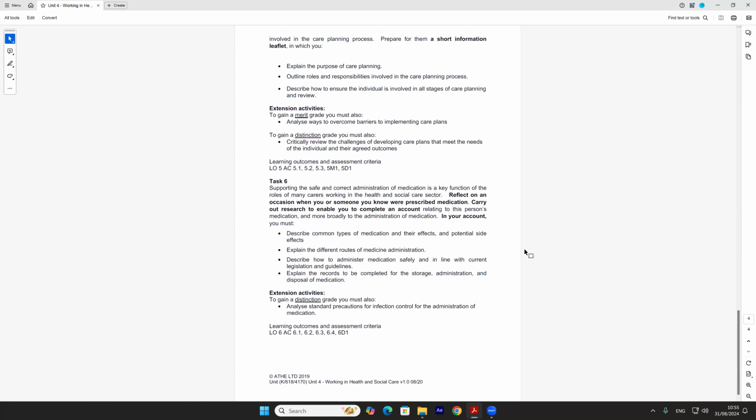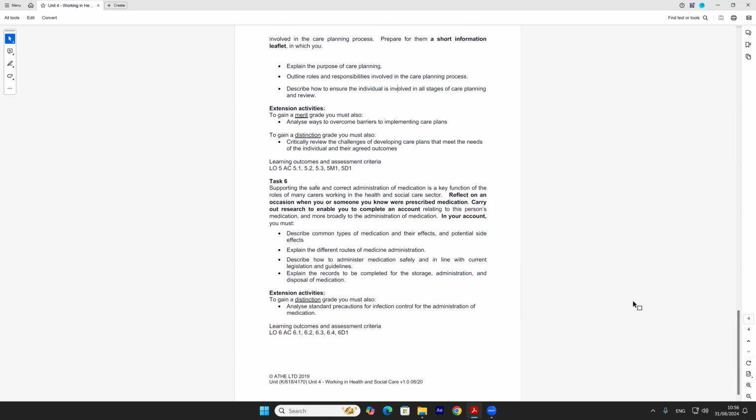guidelines. Then we have to explain the records to be completed for the storage, administration, and disposal of medication. So we need to explain the importance of accurate records for the storage, administration, and disposal of medication. And we need to also write about how we need to ensure compliance with legal and organizational requirements. And yes, so these all are the important aspects.